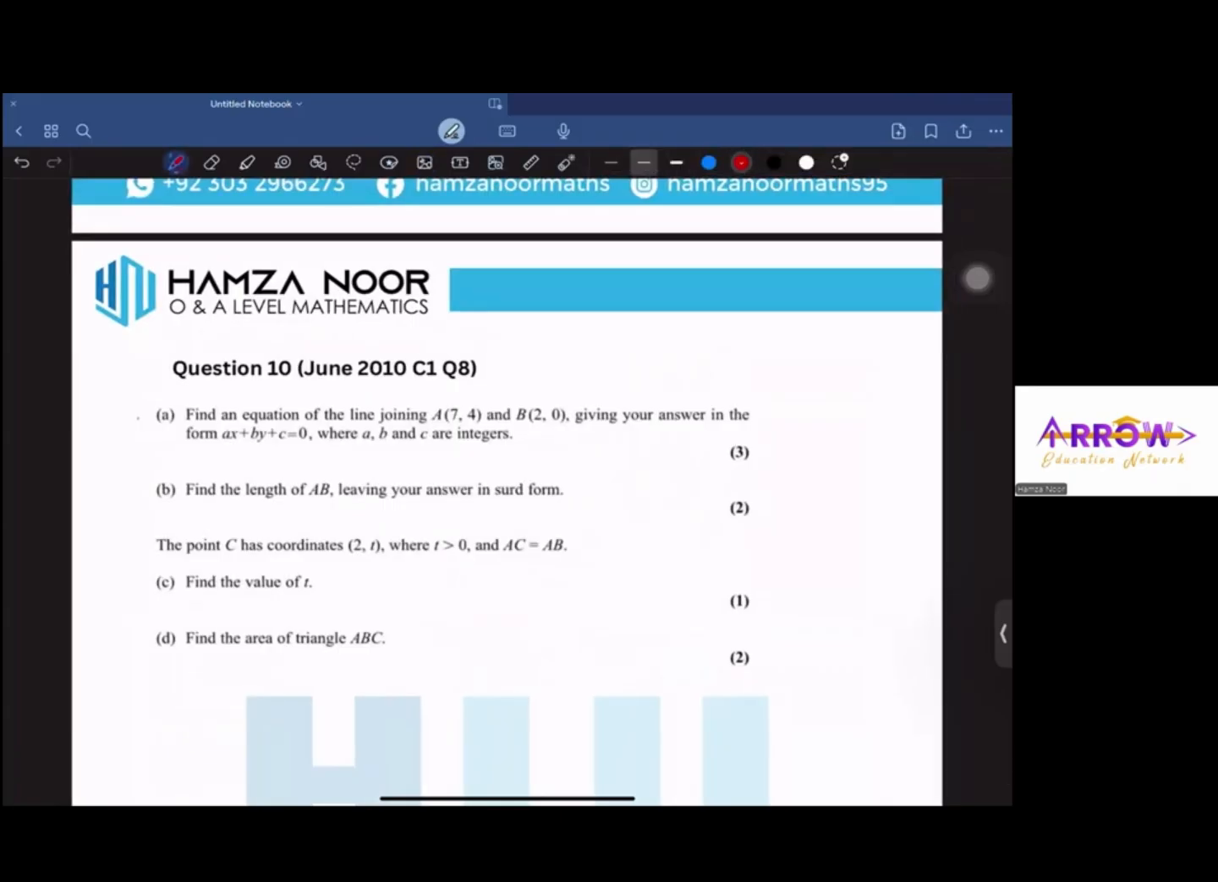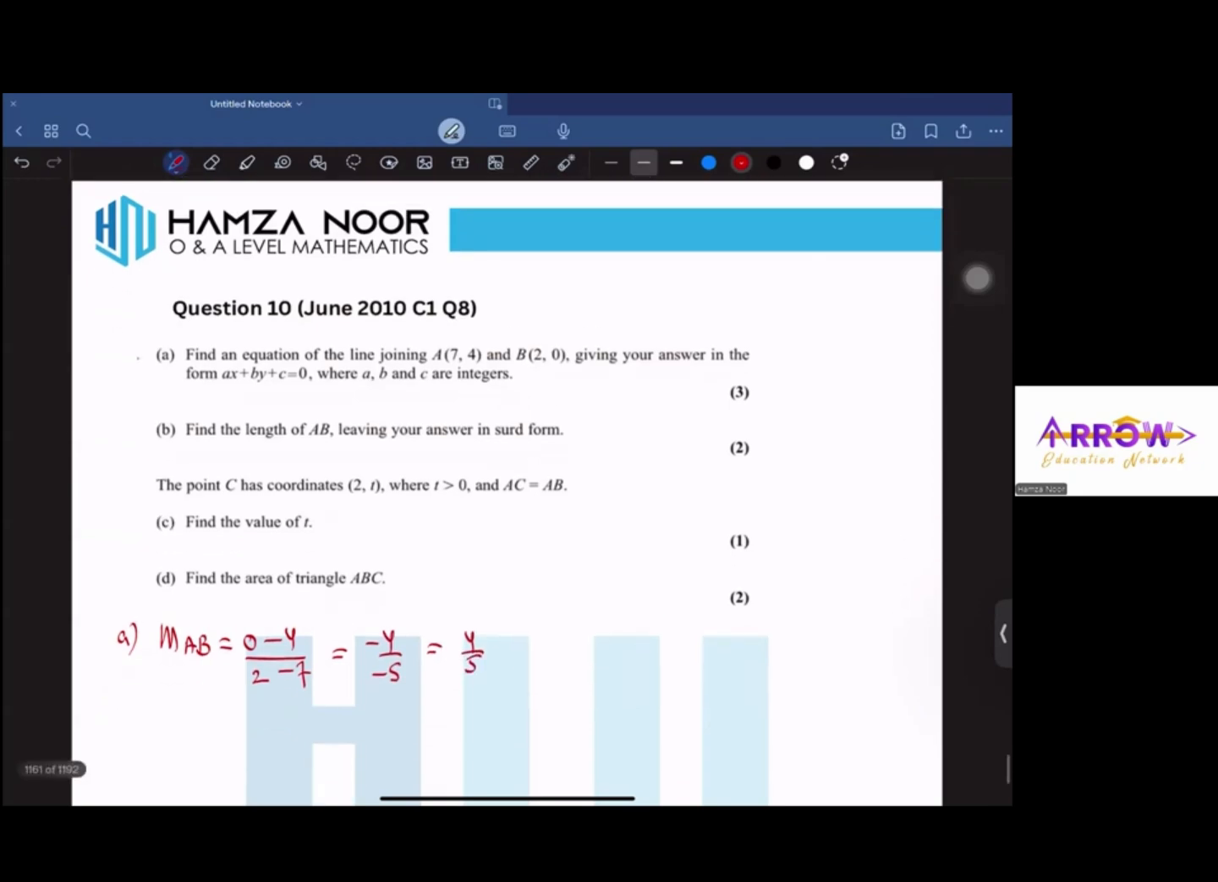So the question says: find an equation of the line joining point A and point B. Point A is 7, 4 and point B is 2, 0, giving your answer in the form ax plus by plus c is equal to 0, where a, b and c are integers. So first thing first, we are going to find the gradient of the line AB. So gradient of AB is y2 minus y1 divided by x2 minus x1, meaning 0 minus 4 divided by 2 minus 7. So minus 4 divided by minus 5, which is 4 over 5.